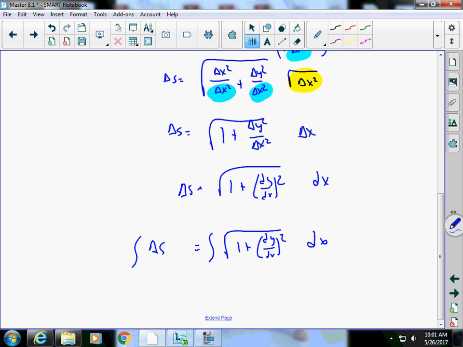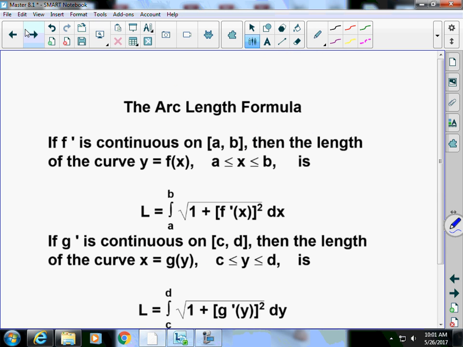So if I want to know the arc length, I'm going to call this L, my arc length. If I want to know my arc length, I just take the integration of that. So let's look. The arc length formula says if f prime is continuous on a closed interval a through b, then the length of the curve y equals f of x, where x is between a and b, is L equals the integration from a to b of the square root of 1 plus the derivative squared dx.